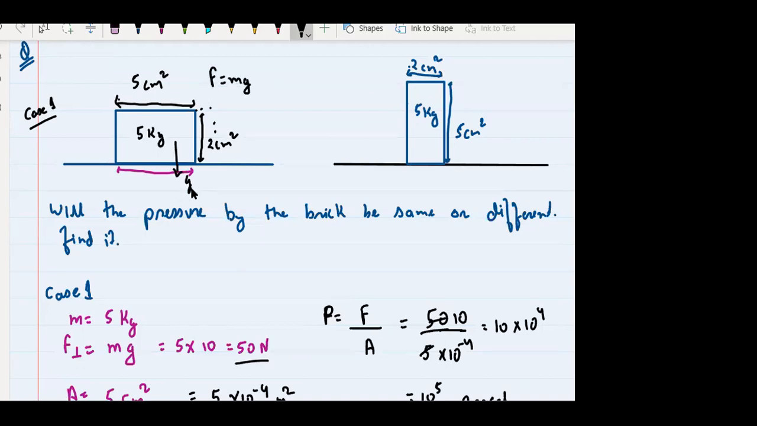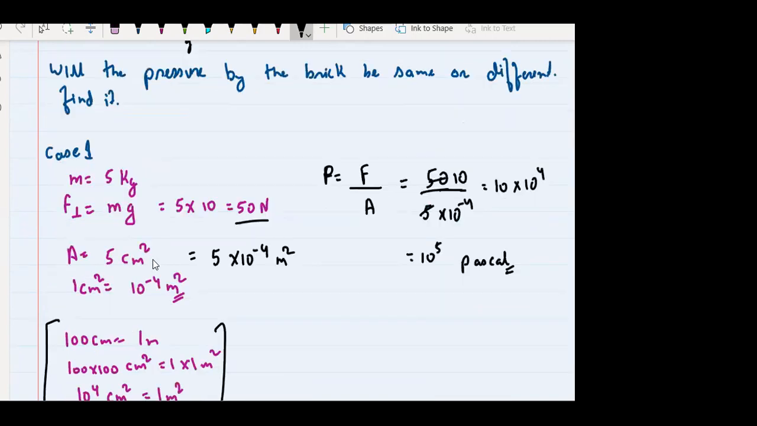Okay? Downward force. Now, on this table, a force is applied in downward direction, which is mg. And what is the area? Area is this, which is 5 centimeters square. Okay. So the area is 5 centimeters square, which is equal to 5 into 10 to the power minus 4 meters square. Yes or no? Everyone is getting this?